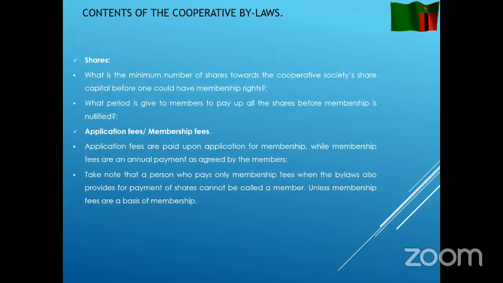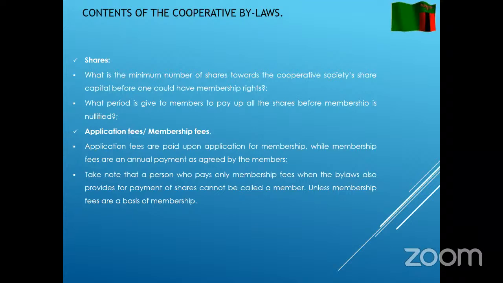So what is the minimum number of shares towards the cooperative before I can have the full membership rights? In your constitution, there could be a provision that if you don't pay full shares up to the minimum threshold within maybe 6 months, 1 year, 18 months, then you forfeit or your membership can be nullified.